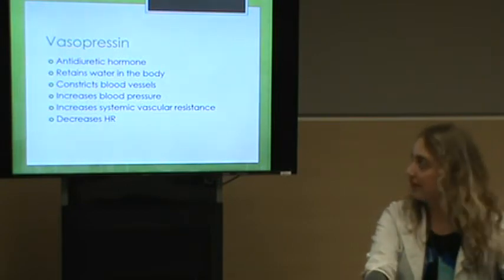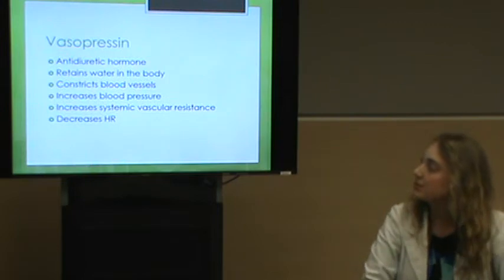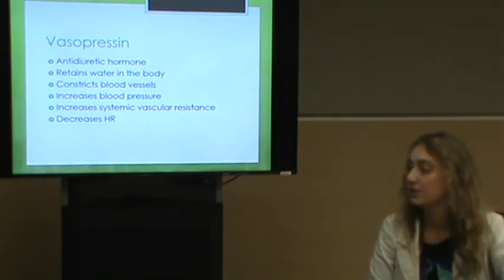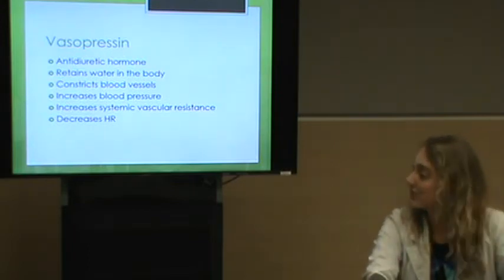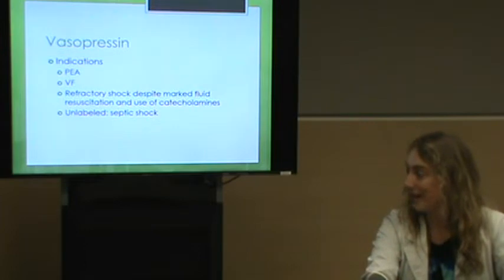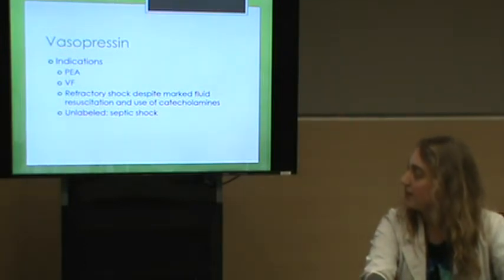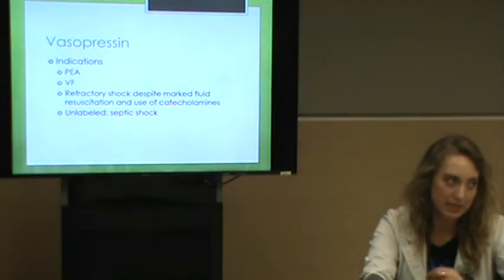So then we're on to vasopressin, which is an antidiuretic hormone. It causes you to retain the water that's in the body. It'll constrict your blood vessels, increase blood pressure, increase the systemic vascular resistance, and decrease your heart rate. Again, this one's not an inotrope. For indications, it can be used for PEA, VFib, refractory shock, and can, unlabeled, be used for septic shock, but it's not one that you would just immediately reach for.